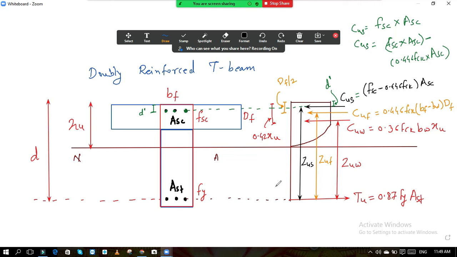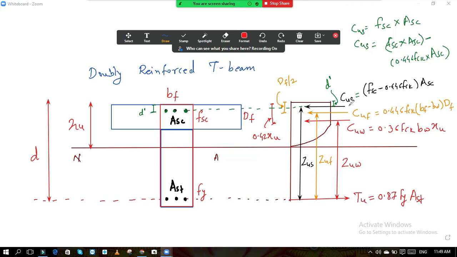These are the three lever arms. I have already written the values for the forces here, so I will only write the lever arms. This is just for your introduction. I am explaining all these things because if a question comes in the MCQ, you should know what types of forces are acting here.